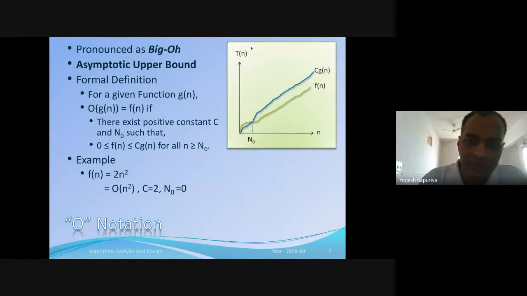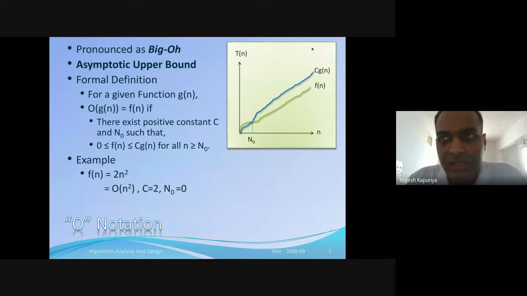So for example, if my f(n) is n square, then on the x-axis, when n is 1, n square will be 1. When n is 2, this will become 4. When n becomes 3, this will become 9. So the graph will be something like this. It's kind of an exponential graph. So this is what it is.